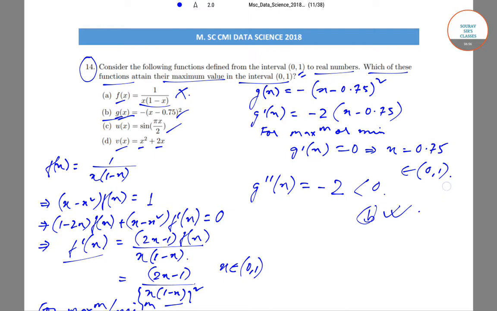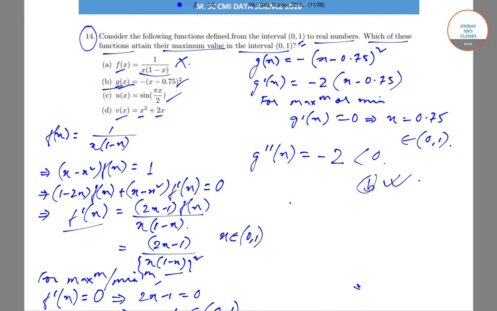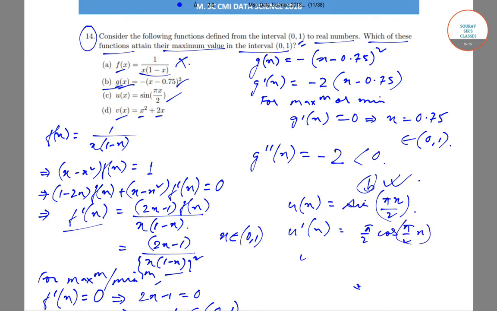Okay, now let us go to option C. Option C gives u of x is equal to sine of pi x by 2. Now if you find u dash x, u dash x will be pi by 2 cos of pi by 2 x. Now for maximum and minimum, u dash x is equal to 0. So that implies that cos of pi by 2 x is equal to 0. So pi by 2 x is equal to pi by 2.